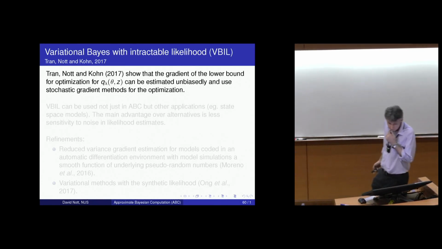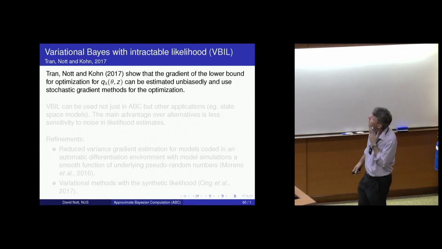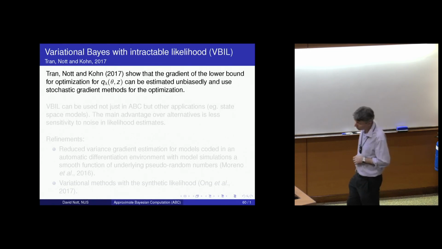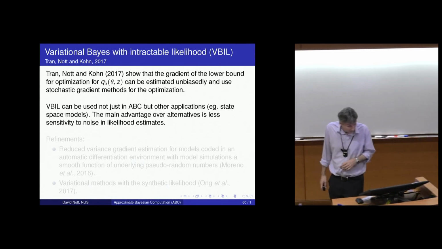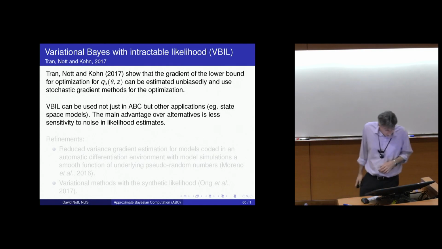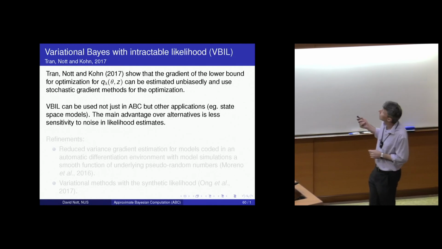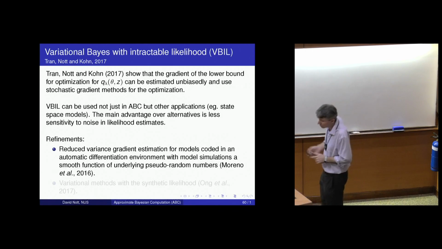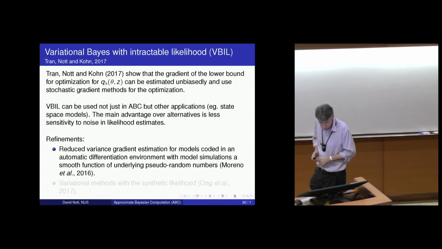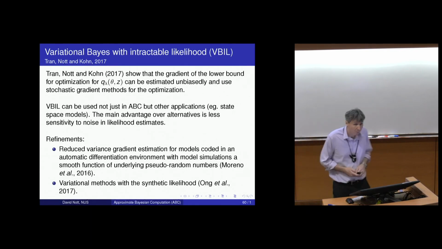Now, you can actually estimate the gradient of the lower bound in that optimization problem where you've included z in the target and the approximating distribution. So you can use stochastic gradient optimization methods for doing likelihood-free inference here. And you don't need to be able to compute the likelihood in that variational optimization. There have been various refinements of this technique more recently as well. These methods can be applied also with the synthetic likelihood.